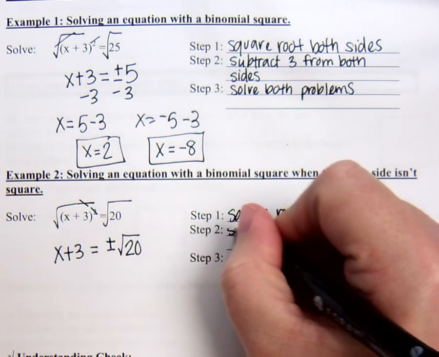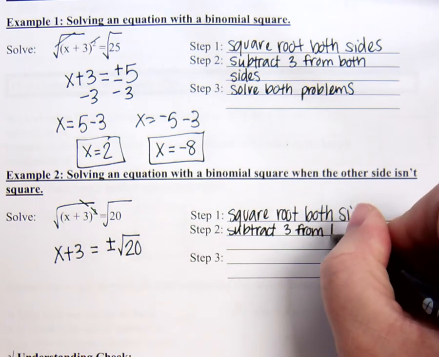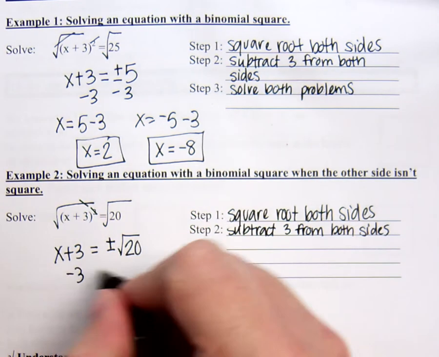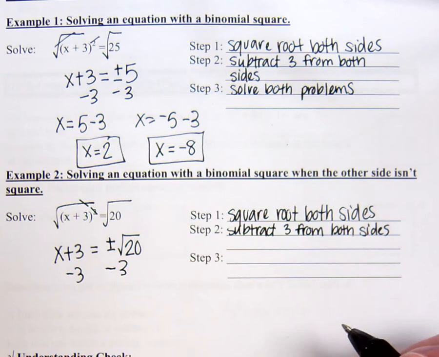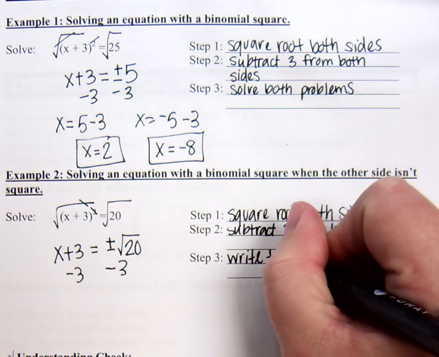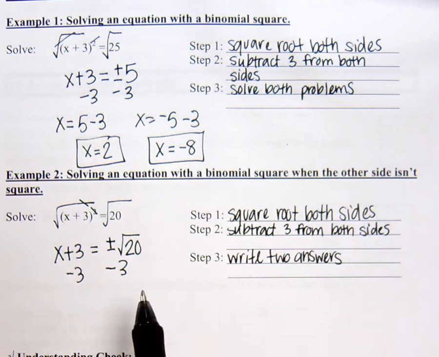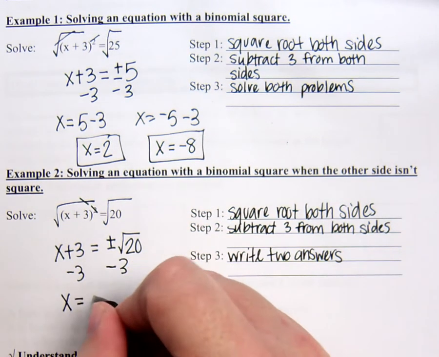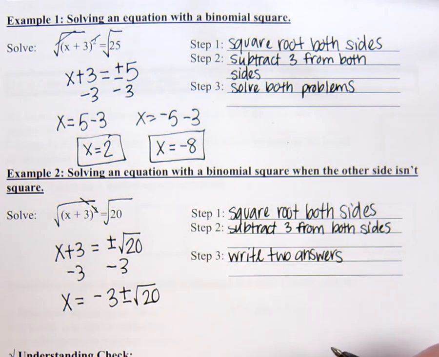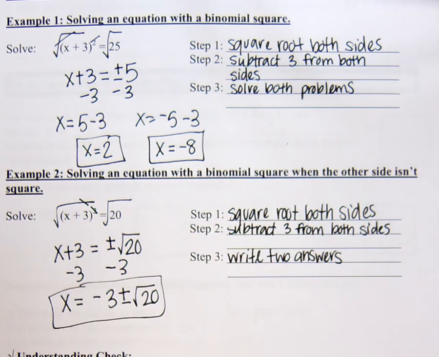Now we are going to subtract 3 from both sides. And when we do this, we typically write this in front of the square root sign. So step 3, you're going to write the two separate answers. We haven't simplified radicals yet, so we can leave it just like this, where we do x equals negative 3 plus or minus the square root of 20. Now we're going to take this and we're going to move another step.